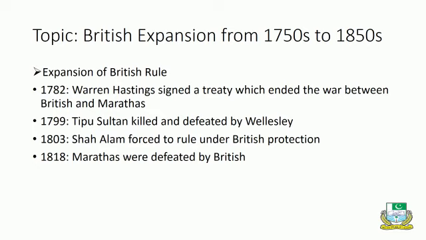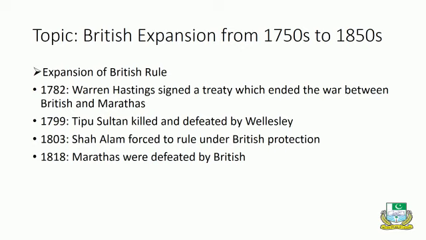After setting up their new administration system in India, the British government continued to expand British control. In 1782, the first Governor General of India, Warren Hastings, signed a peace treaty ending the First Maratha War. This gave the British an opportunity to increase their influence as the threat of the Marathas was over.